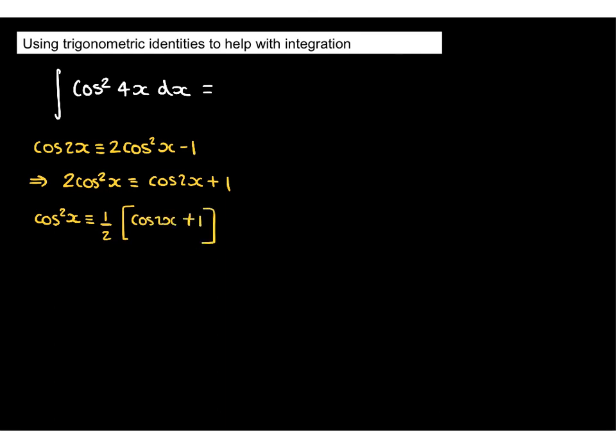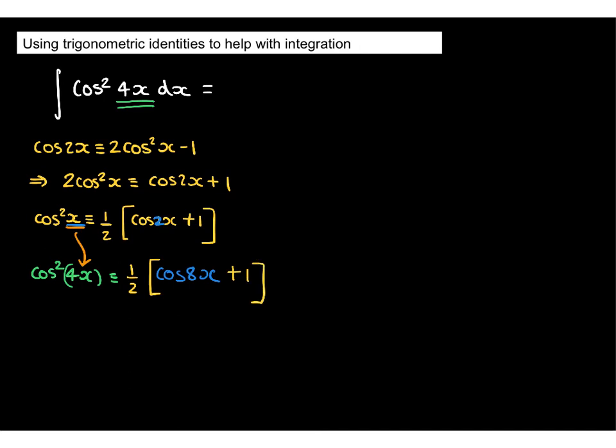So here's my rearrangement, and looking up here again, I've got a 4x here. So I have cos squared 4x. Now, remember, these are double angle formulae, so if x has become 4x, it's being multiplied by 4. Look at the relationship here. This angle here, 2x, is double this angle here, x. So on the right-hand side, I must have cos 8x plus 1.